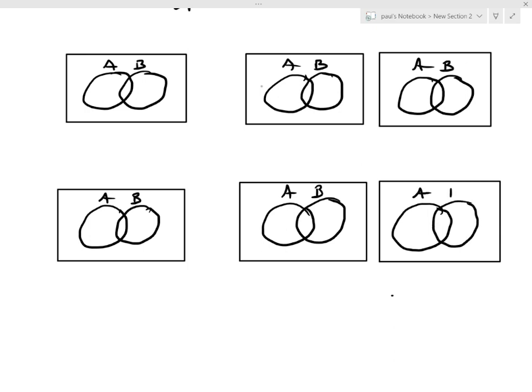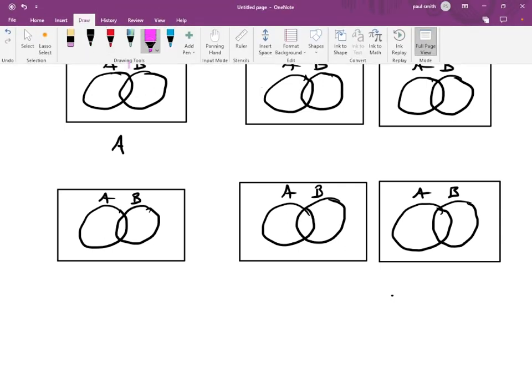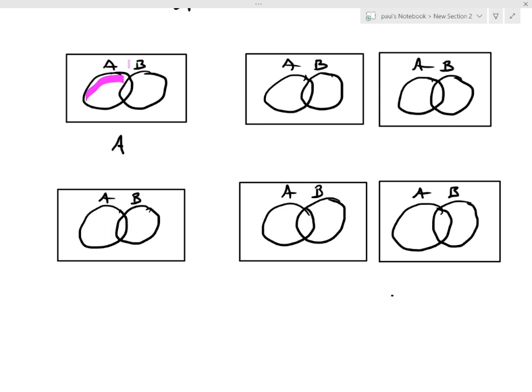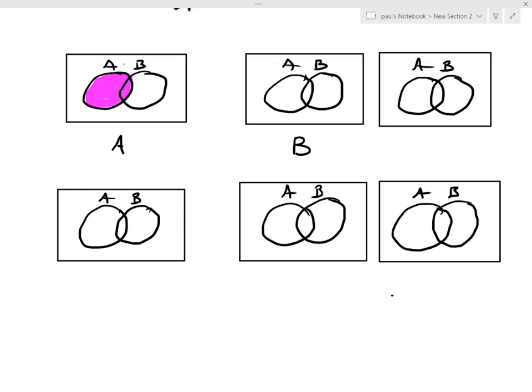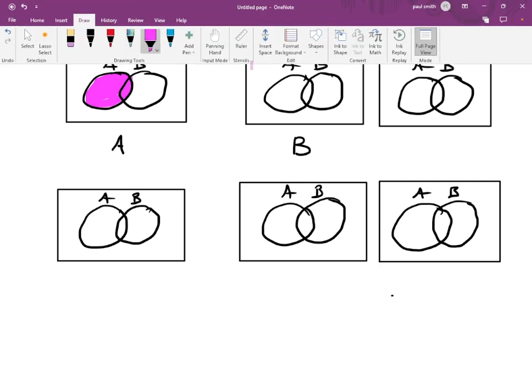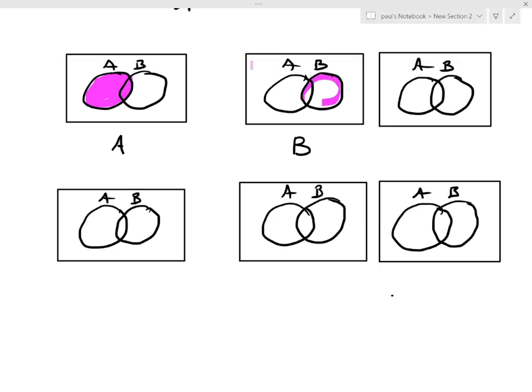Okay, so what we're going to do is shade in all of A. Shade in everything that's A. Nice and straightforward. There. Now, I guess we're shading everything that's in B. So we know what areas we're looking at.